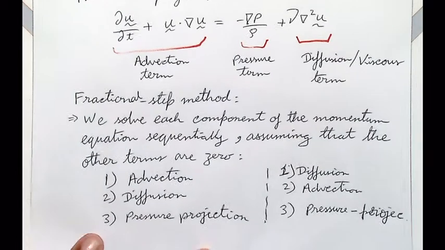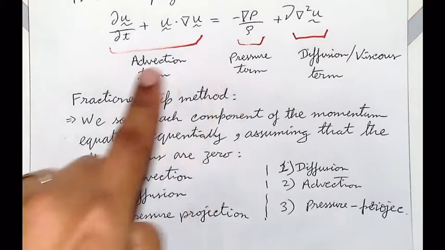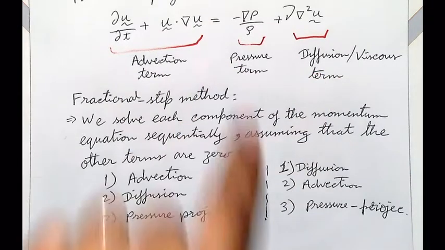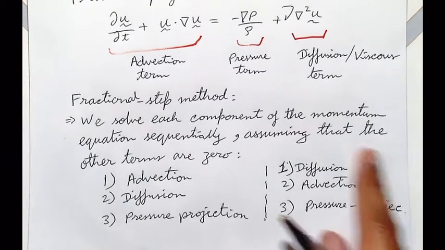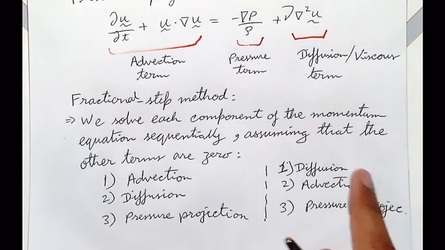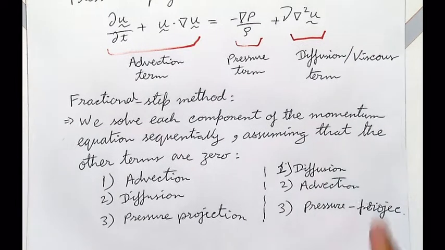Okay, but we can do the advection first, diffusion then, and then the pressure, or we can do diffusion, advection, and pressure, but we cannot move the projection step in between. We have to do the projection step last, because that is the one that ensures continuity. That is how we enforce nabla dot u is 0 at the next time step. Okay?